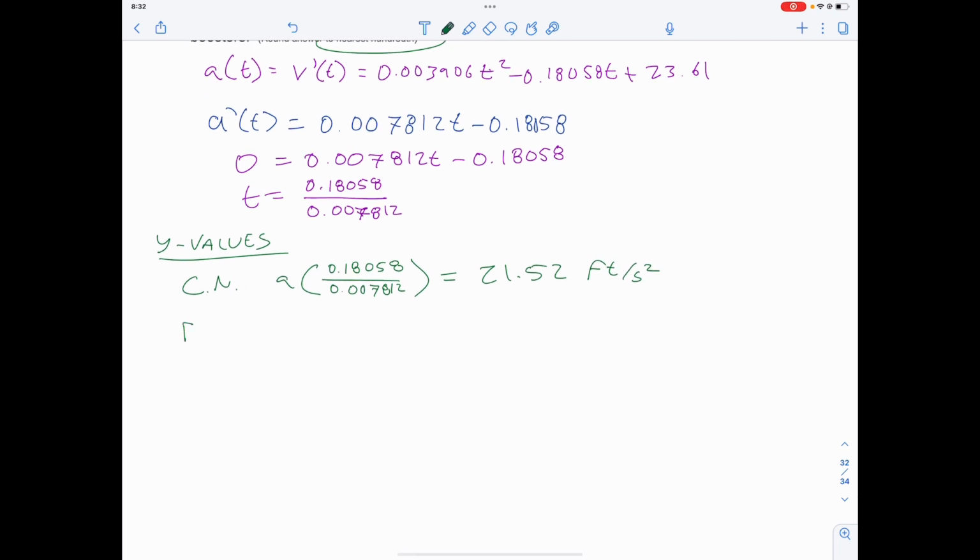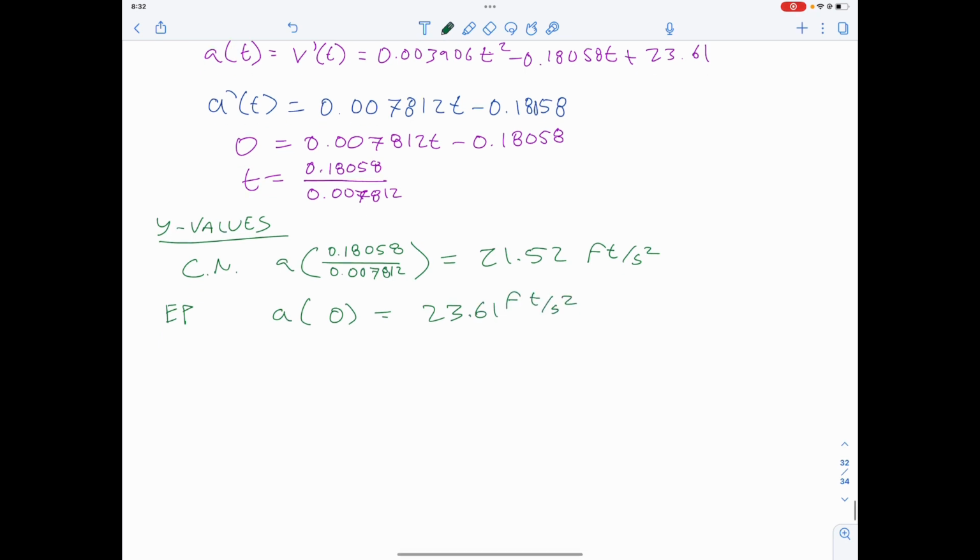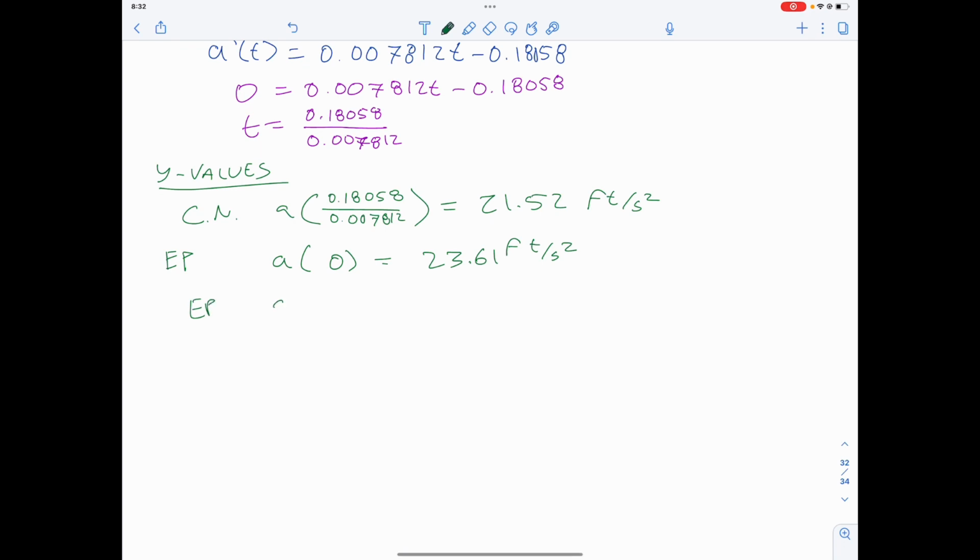I'm also going to use the endpoints. And I'm going to say that one endpoint is at 0. And when I sub that in, I'm going to get 23.61 feet per second squared. And I'm going to use the other endpoint when it's jettisoned at 126 seconds, which is going to give me 62.87 feet per second squared. And you can see right here, based on the values, there's my absolute minimum and my absolute maximum.